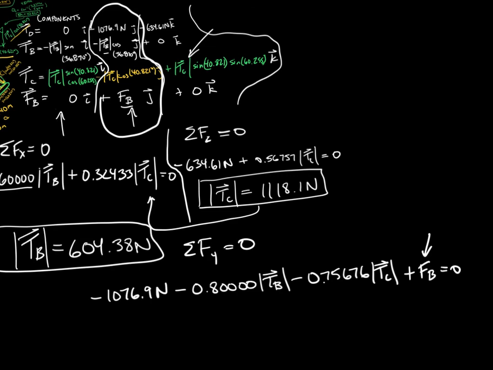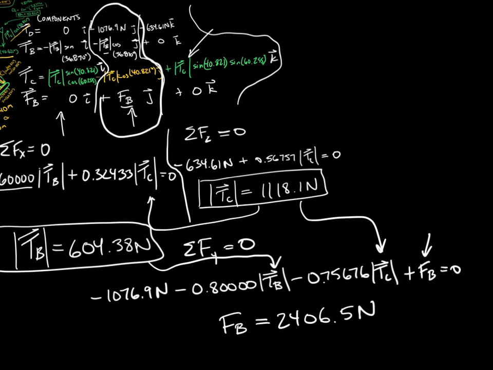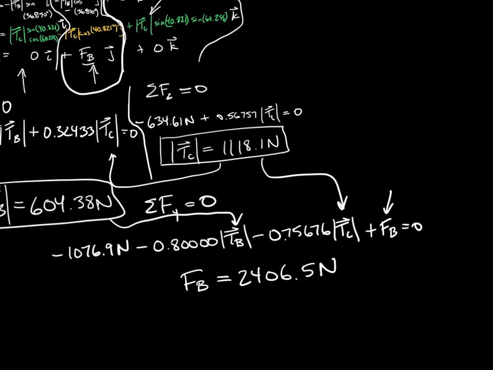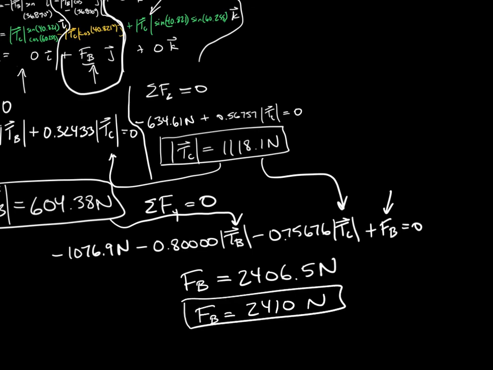Let's see what happens. I need to plug in TC right here, and I need to plug TB in right here. And we solve. We get 2406.5 newtons, and we're only going to report 3 significant digits, so it's going to be 2410 newtons. Pretty cool.